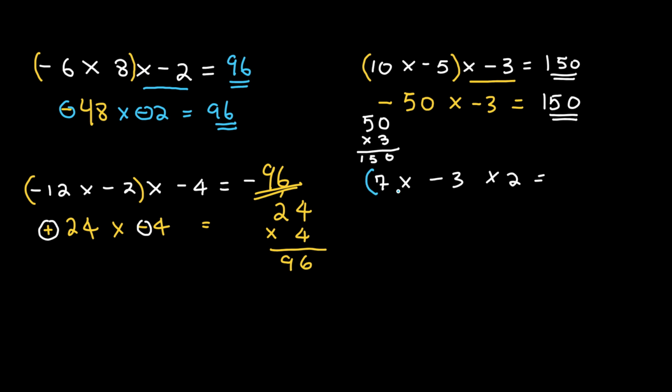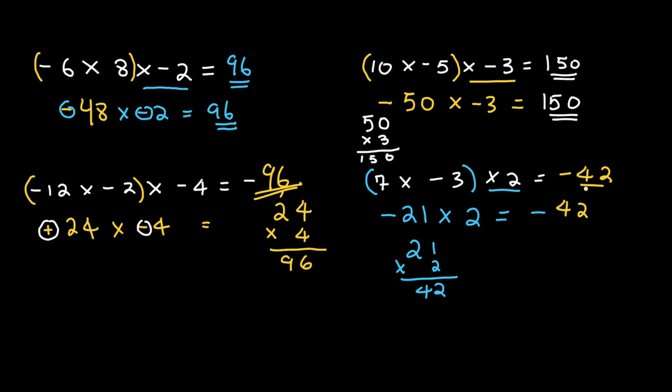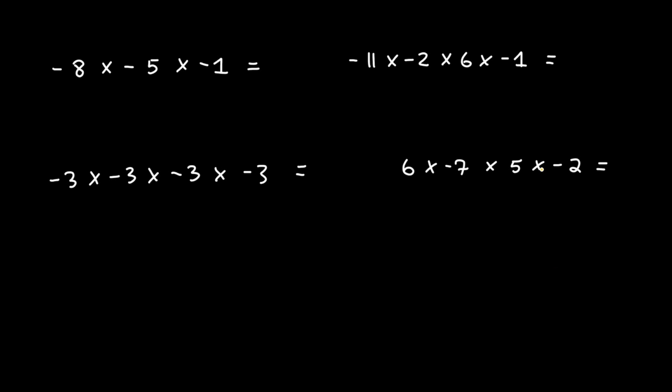Alright, let's go ahead. Let's group them in pairs. 7 times negative 3. Positive times a negative gives you a negative. 7 times 3 is 21. Now let's multiply by 2. What's our final answer? Will it be a positive or a negative? Well, negative times a positive gives you a negative. 21 times 2. 2 times 1 is 2. 2 times 2 is 4. So our final answer will be negative 42. Alright, you can pause the video and try solving these problems by yourself.